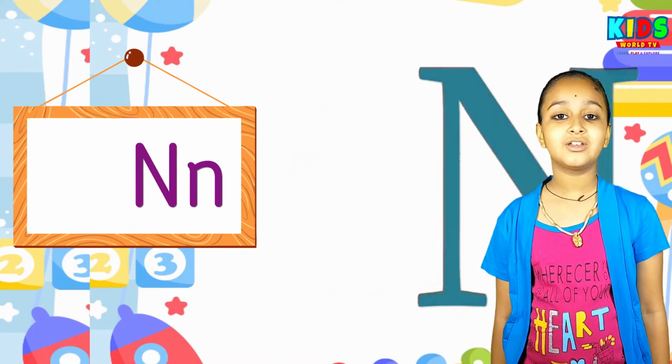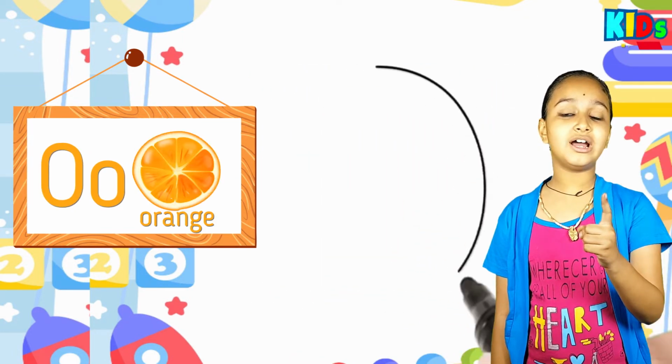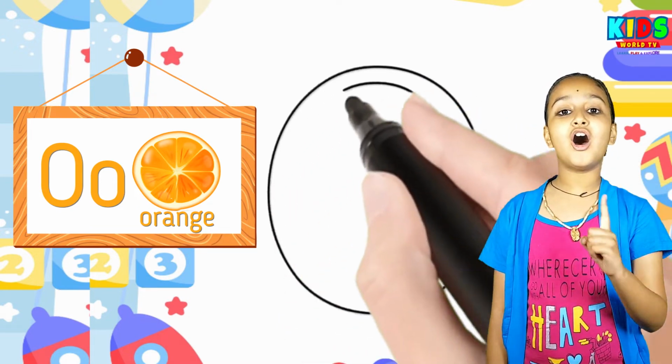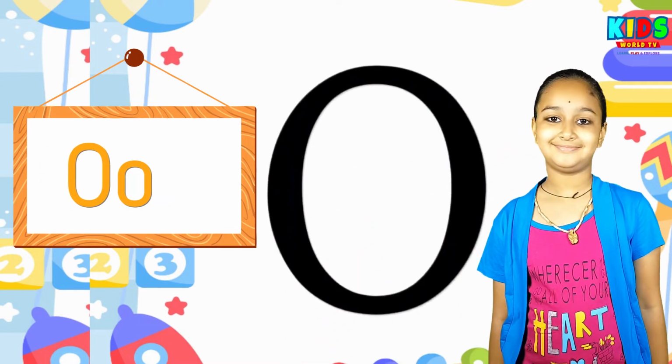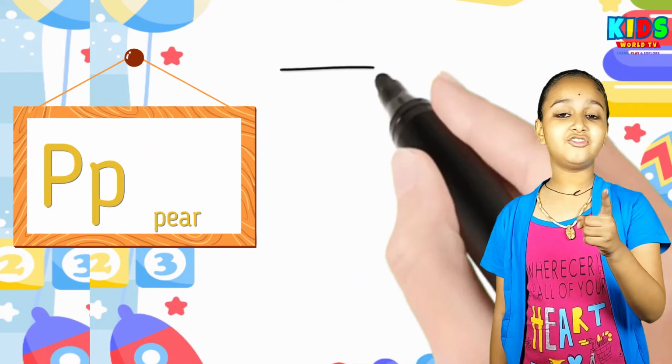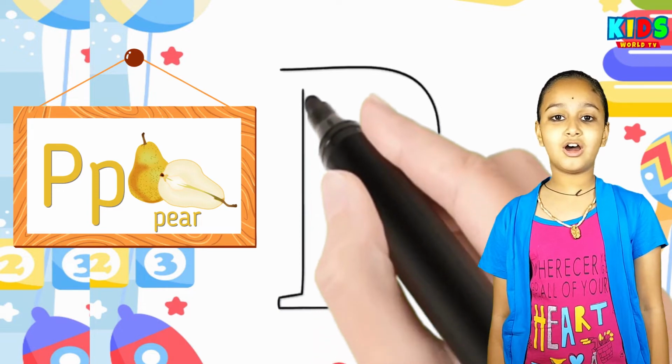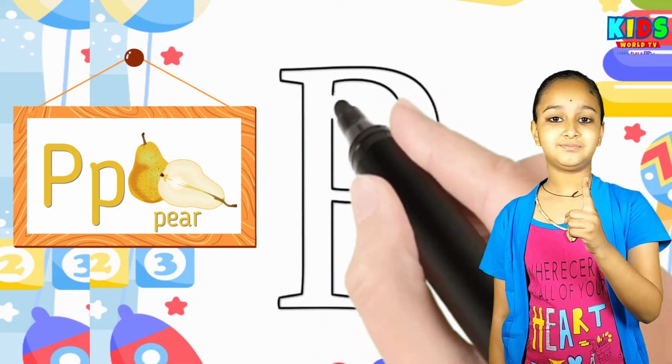O for orange. Orange. O for orange. P for pear. Pear. P for pear.